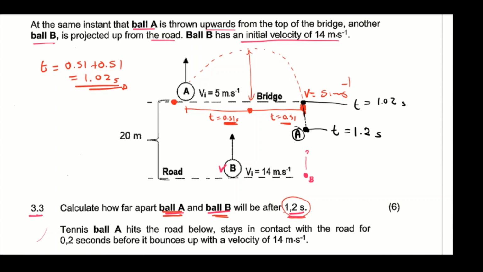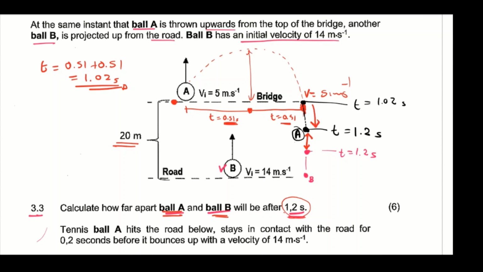Let's say it reaches this point, and this point is where t equals 1.2 seconds, right? So what you are seeing here is ball A and ball B facing each other as they are projected, right? We are more interested in this height here, the difference in the height between ball A and ball B, right?